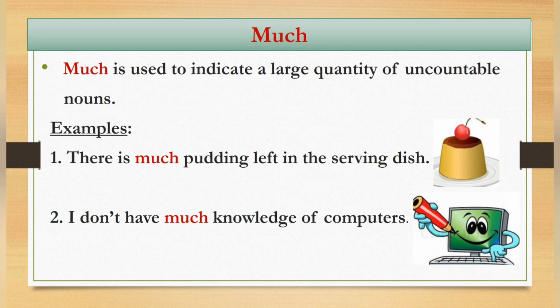Now we will discuss when to use much. Much is absolutely opposite of many. Much is used for nouns that cannot be counted. For example, coffee, rice, water, juice, etc. So we can say that much is used to indicate a large quantity of uncountable nouns. Examples: there is much pudding left in the serving dish. I don't have much knowledge of computers.